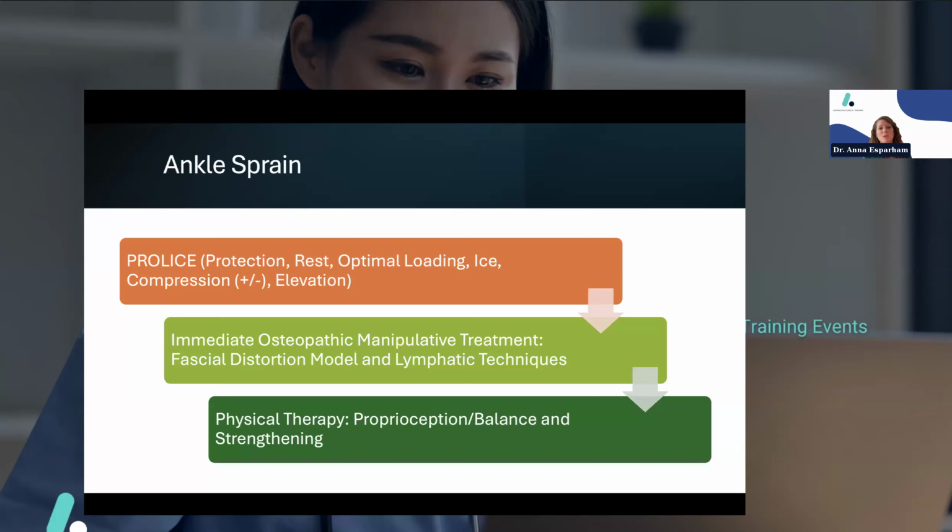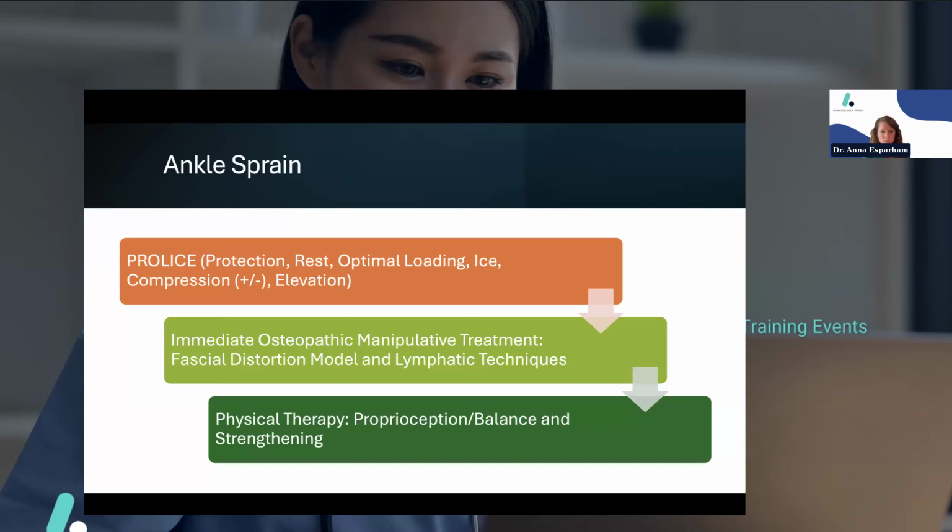So POLICE is protection. You want to protect it so you don't re-injure it. You have to stabilize it because the ligaments are so lax, they're not holding the ankle joint together as well as before, so you can potentially sprain it very easily again. Then optimal loading: in terms of walking and exercising, you do want to have some loading, but it has to be optimal for the healing.